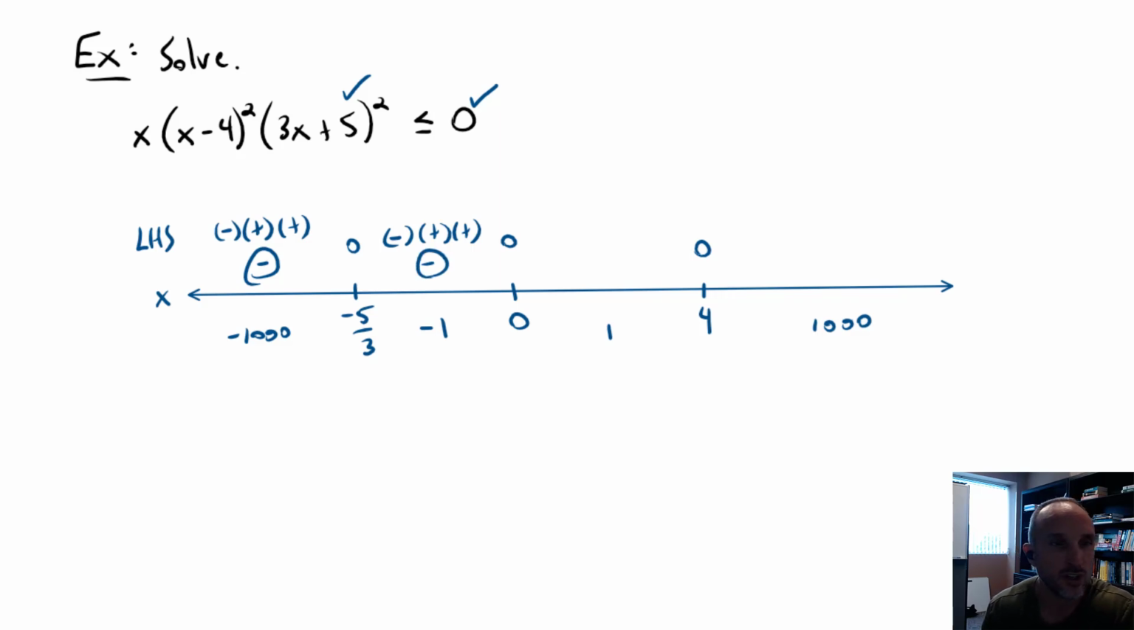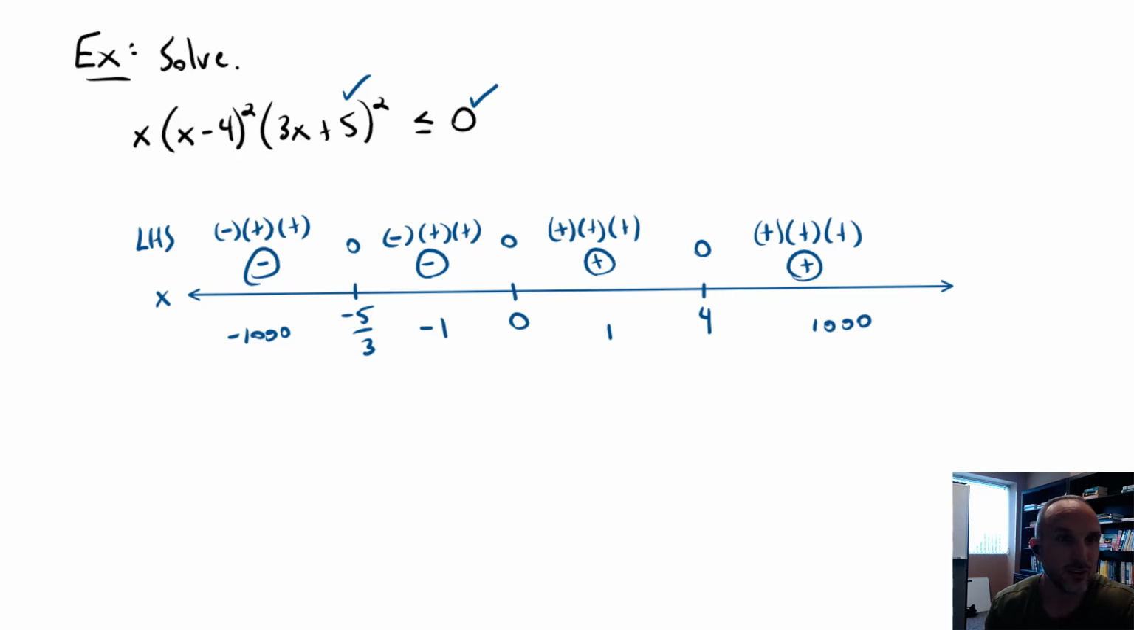Let's plug in 1. If I plug in 1 for x, that's a positive. And then my two squares are still positives, so I get a positive. If I plug in 1,000 for x, x is positive. Then my two squares are positive, so I get a positive. We have a complete number line chart.